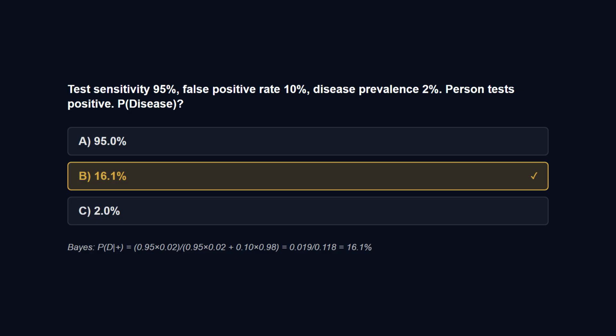If you chose 95%, you confused P of positive given disease with P of disease given positive. That is the most common Bayes error. Just because the test is 95% accurate does not mean a positive result gives a 95% chance of disease.